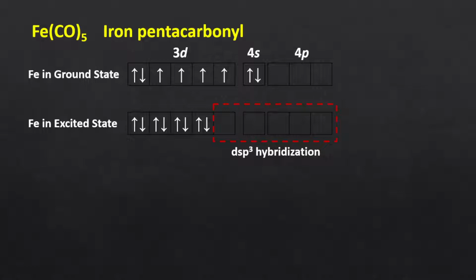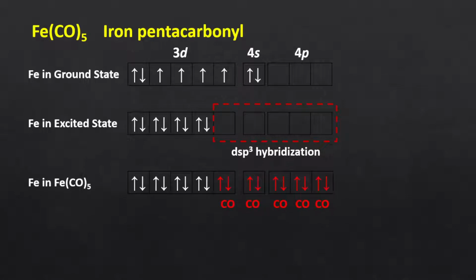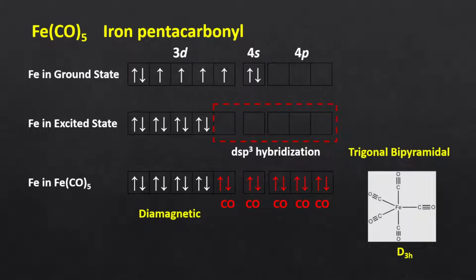Acceptance of 5 electron pairs by iron in a zero oxidation state severely increases the electron density on the iron atom. Thus, the iron donates back some electron density from the filled d orbitals to low-lying LUMO orbitals on the carbonyl molecule to form a pi bond. As the hybridization is dsp3, the geometry of this complex is trigonal bipyramidal. Since there is no unpaired electron, this complex is diamagnetic and the point group is D3h.